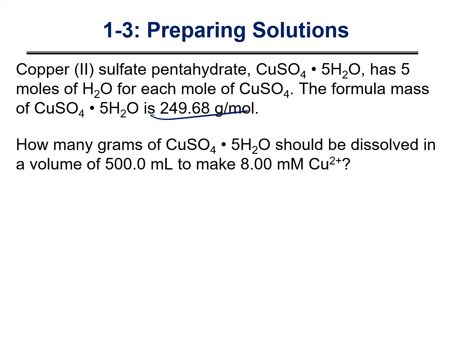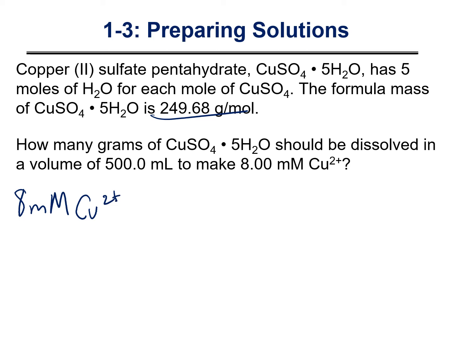The question is, how many grams of copper sulfate pentahydrate should be dissolved in a volume of 500 milliliters to make 8 millimolar of copper 2+? So this one we're going to have to go backwards because we're not starting with a solution, we're starting with what we want to create. So we want a solution that is 8 millimolar of copper 2+.